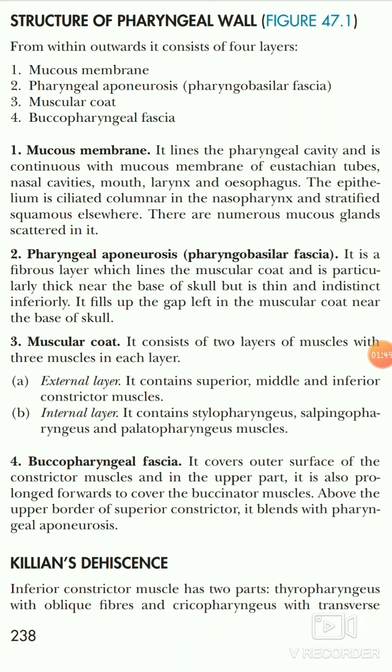Pharyngeal aponeurosis, pharyngobasilar fascia. It is a fibrous layer which lines the muscular coat and is particularly thick near the base of the skull, but is thin and indistinct inferiorly. It fills up the gap left in the muscular coat near the base of the skull.